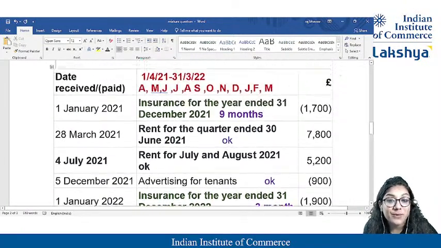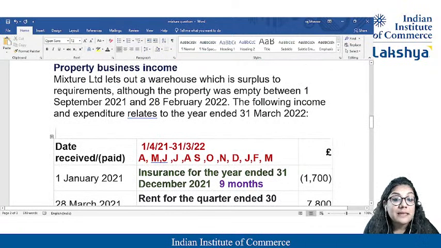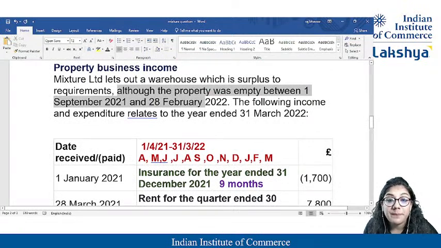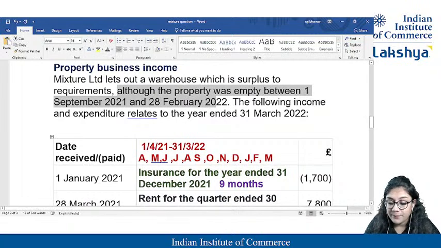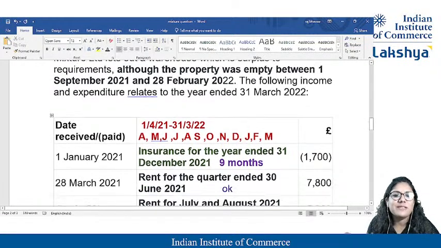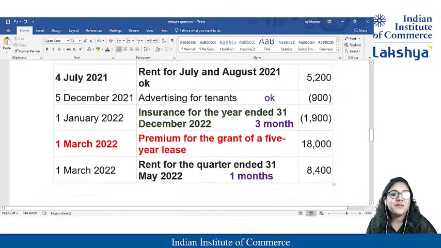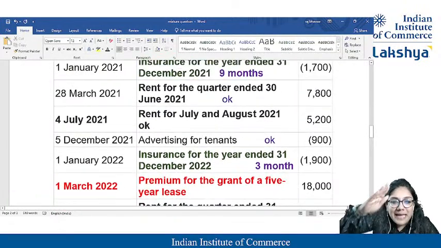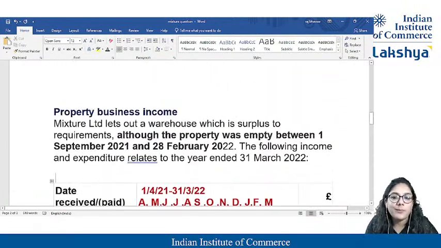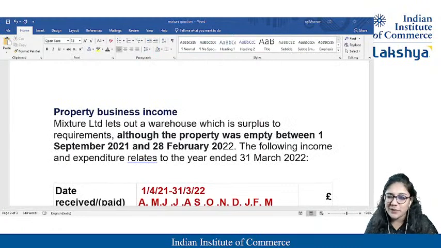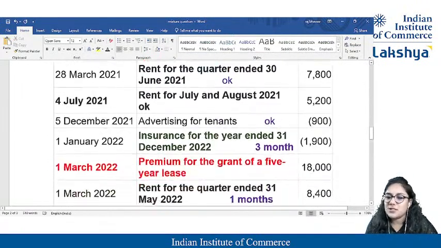Students, if you check in the question, the property was empty from September till February. For 6 months it was empty. If for 6 months it was empty, I will obviously get the rent for only 6 months, isn't it? So if we analyze this much, don't you think property business is also okay, ma'am? It's easy. Okay, so it's cool.